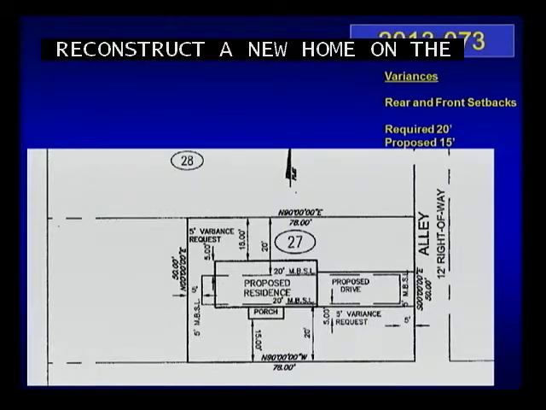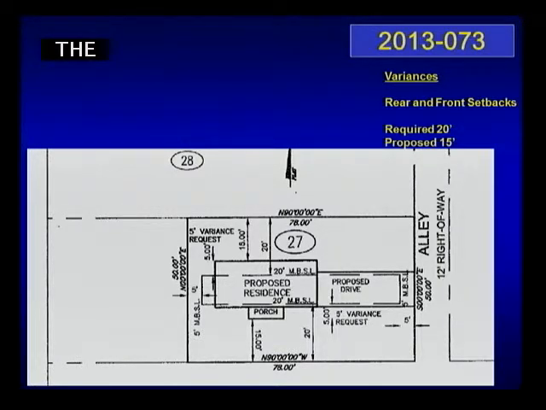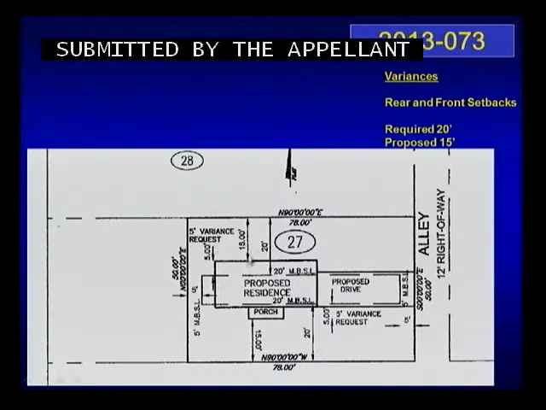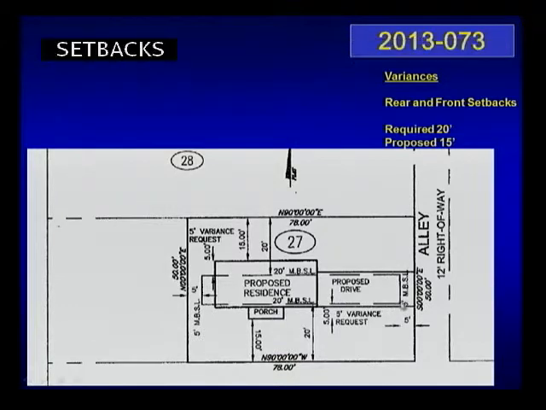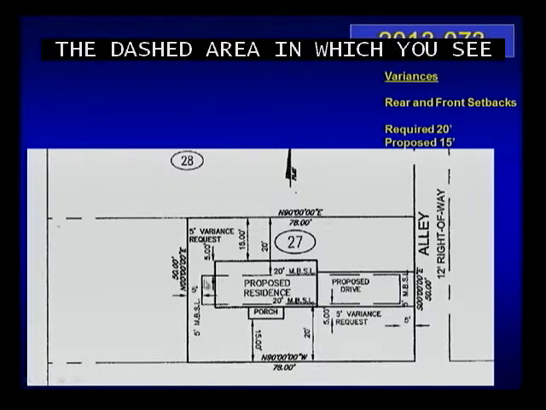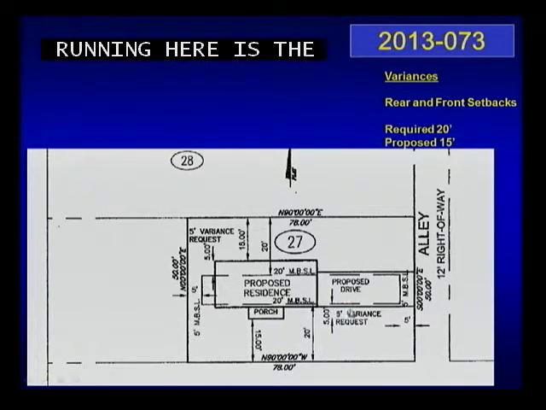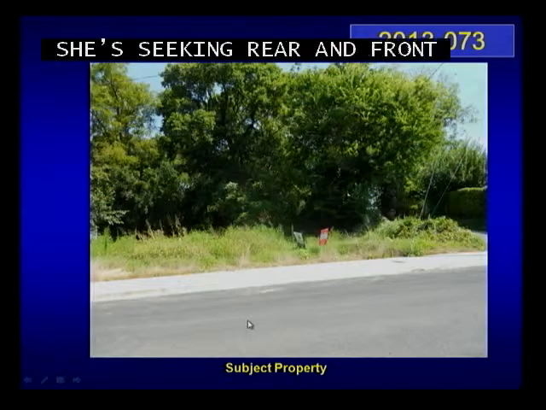The proposed site plan as submitted by the appellant shows the proposed residential structure's location as well as the proposed setbacks. The dashed area which you see running here is the building envelope. If the applicant complied with the zoning code, that's their buildable area. And she's seeking rear and front setback variances for the structure.